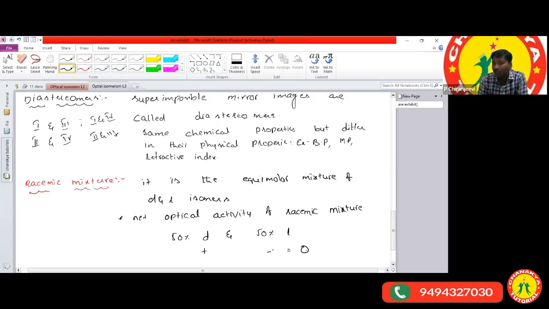50 plus, 50 minus. What is the overall value? What is the value you will get? So you will get 0. Okay, so hence the net optical activity of the racemic mixture is equal to 0. The reason is that it contains 50% of the D and 50% of the L isomer. Okay, so now you got the clarity until here, all of you?